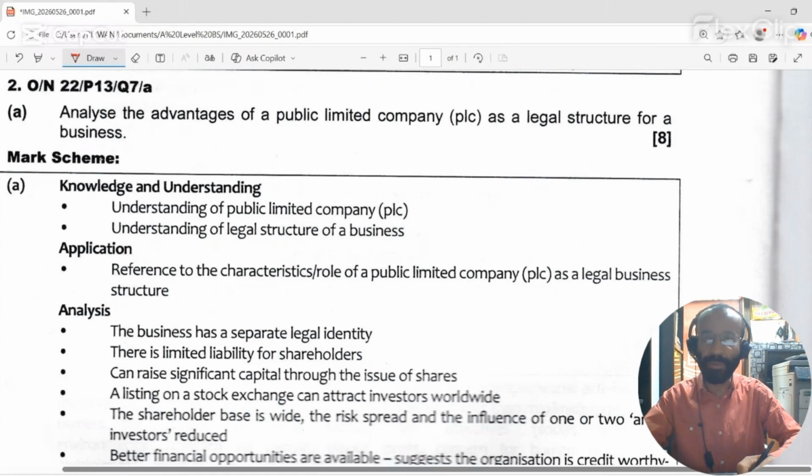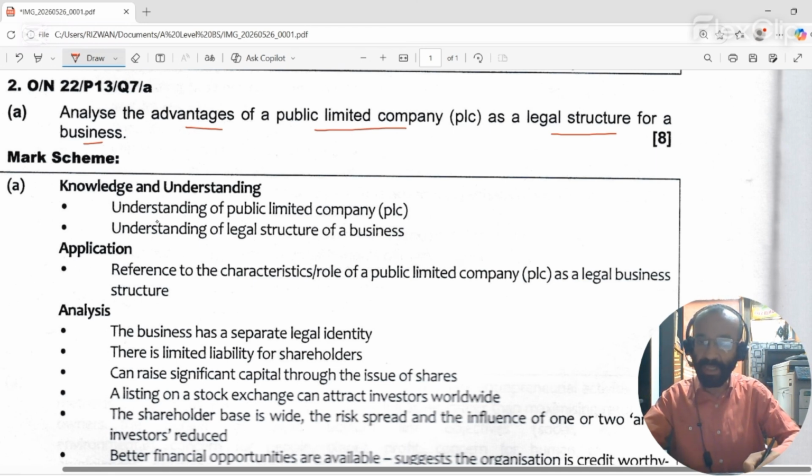Good morning, students. Today we are going to solve a question from the topic of business structure in paper number 1, business subject A levels. The statement of the question is: analyze the advantages of a public limited company as a legal structure for a business. And here is the marking scheme.